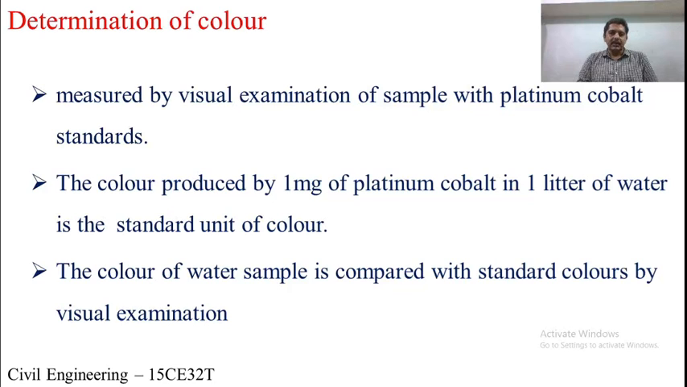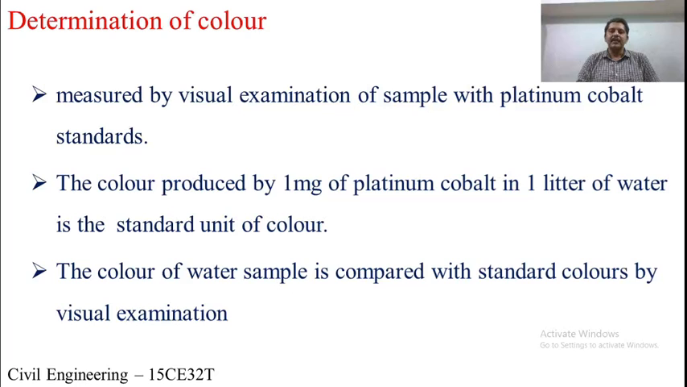So how do we compare, how do we examine the color of our sample? This is done by visual examination. In the laboratory we prepare different units of the color. In one bottle, 1 liter of water is taken and 1 mg of platinum cobalt is placed, and this becomes the 1 unit of color.